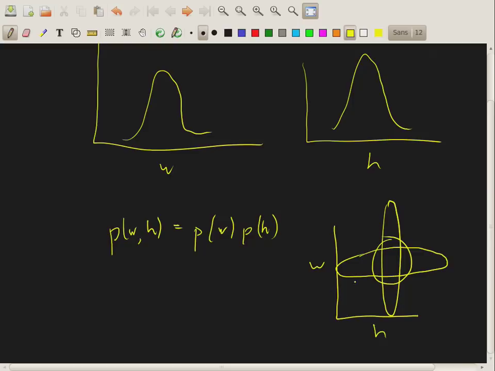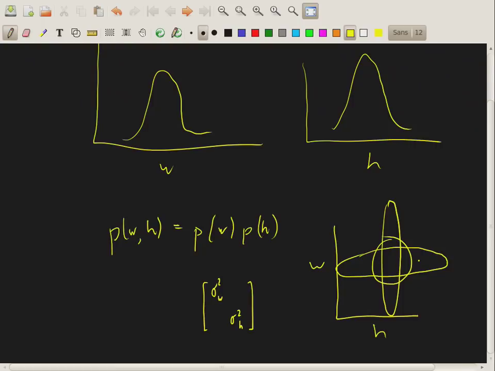The way we define these things is as a covariance matrix, but in these special cases, that covariance matrix is just diagonal, where you get a variance which is associated with the weight and a variance that's associated with the height. Okay?